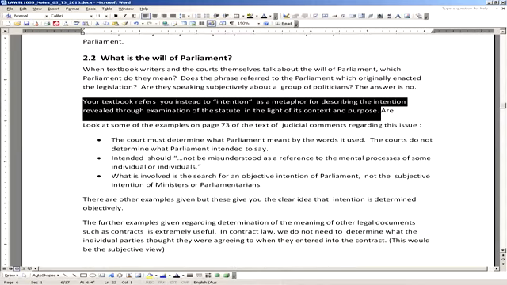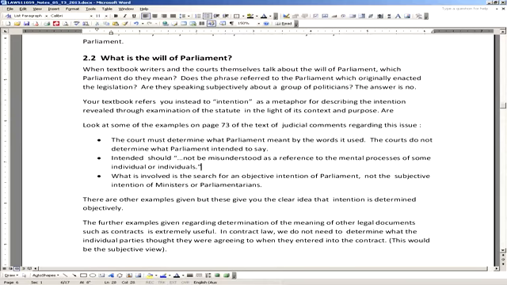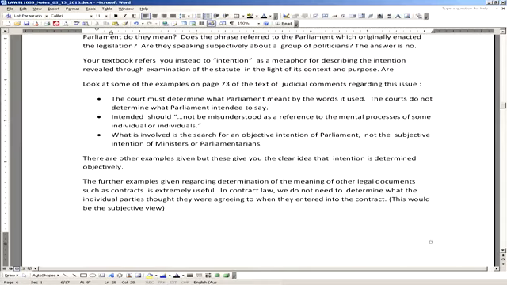The courts don't determine what Parliament intended to say, they work out what Parliament was saying by obviously examining these things. And they're just giving some examples from page 73. But I agree. I think to some extent we're looking at the same issue from a different angle.